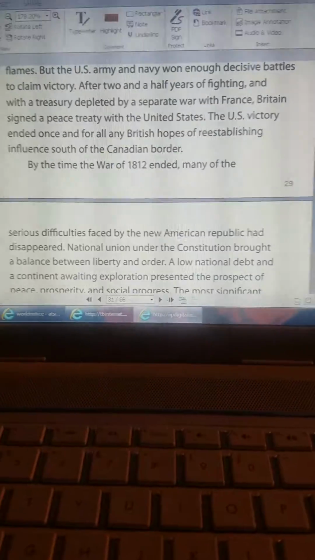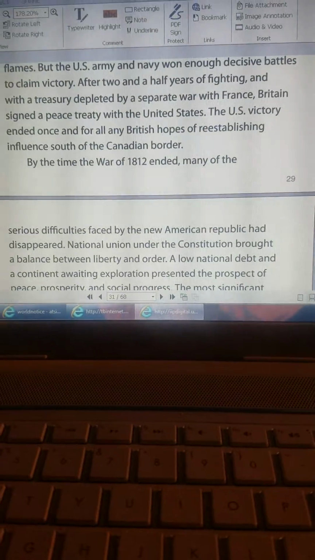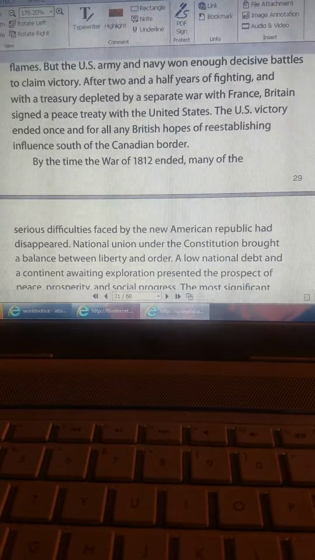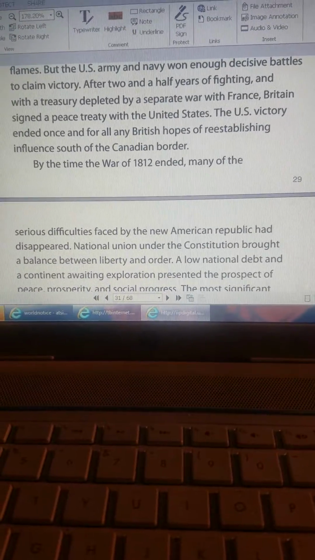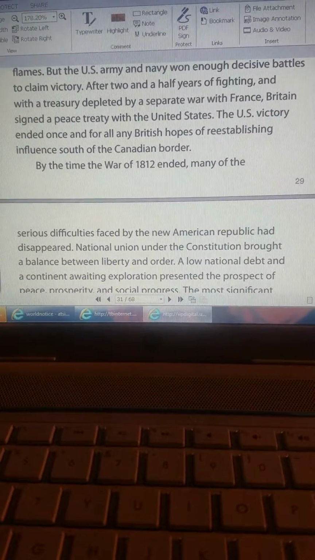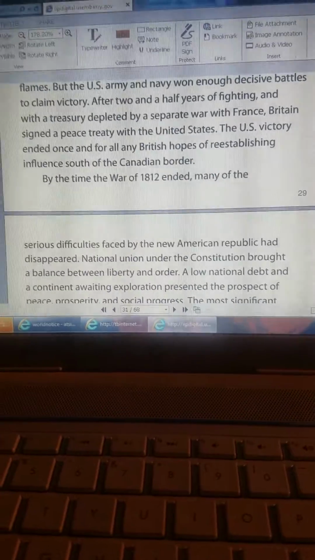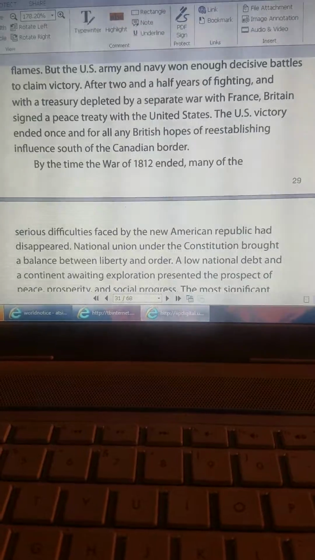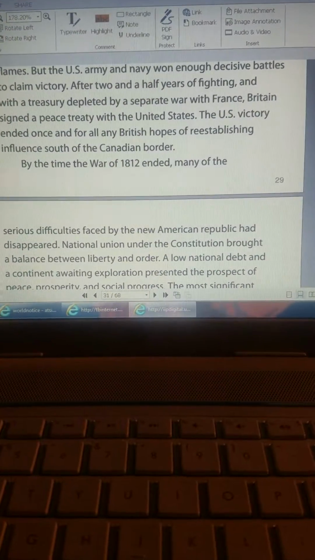to claim victory. After 2.5 years of fighting and with treasury depleted by a separate war with France, Britain signed a peace treaty with the United States. The U.S. victory ended once and for all any British hopes of reestablishing influence south of the Canadian border.